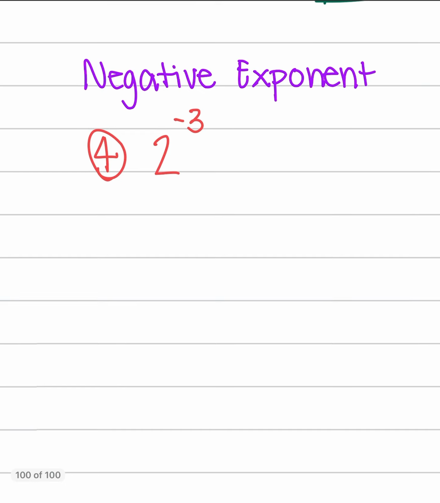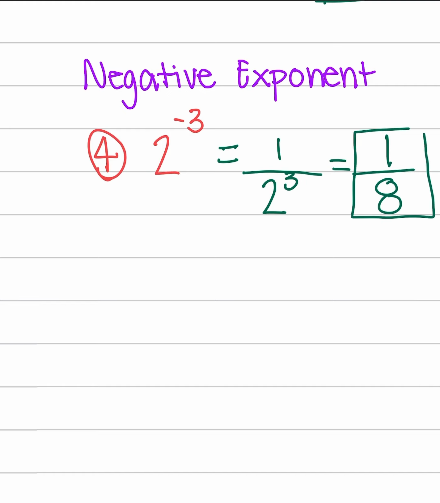The next one we're going to look at is a negative exponent. Our negative exponent rules say that we can rewrite the power with the positive power in the denominator. So we're going to rewrite it as 2 to the 3rd, and then we're going to put a 1 in the top. So those two are the same expression. And then when I simplify 2 to the 3rd, that means 2 times 2 times 2, so I get 8. So my final answer would be 1/8.